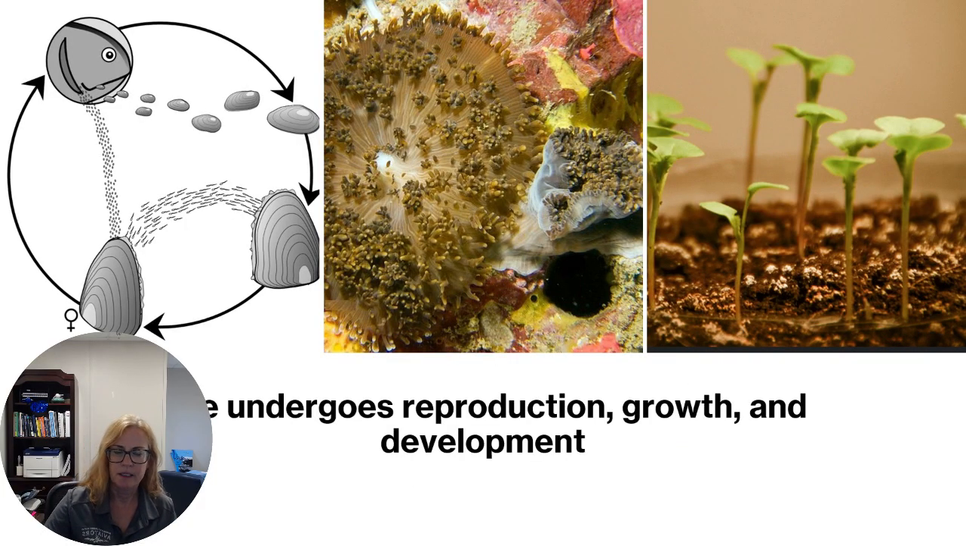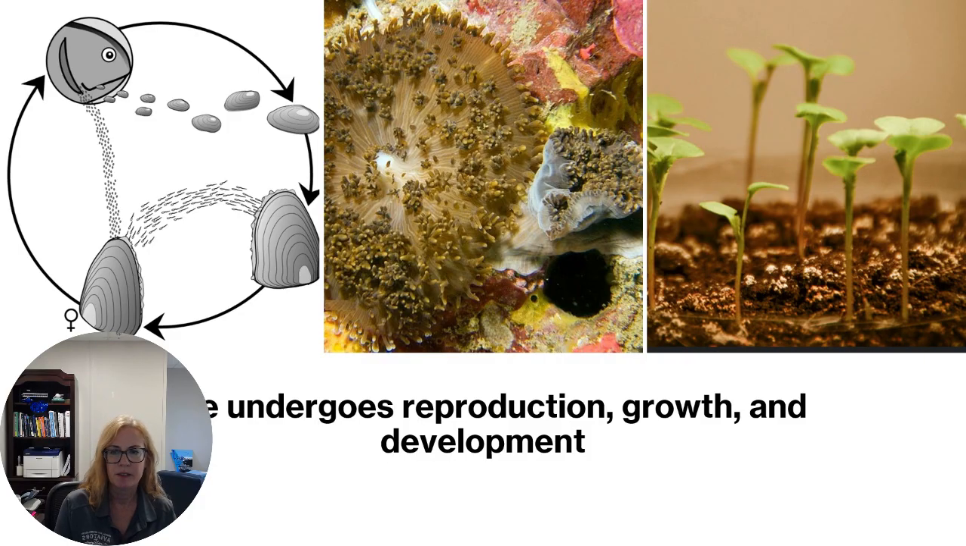Another characteristic of life, this is our fourth one, is that life undergoes reproduction, growth, and development. Reproduction is producing more organisms. On the left of this screen, you see a life cycle of a specific type of mussel. You have a male and a female, as indicated by the symbols. You can't really see the male symbol, it's kind of behind the picture, but the female symbol looks like a little key. The male mussel releases its sperm into the water.